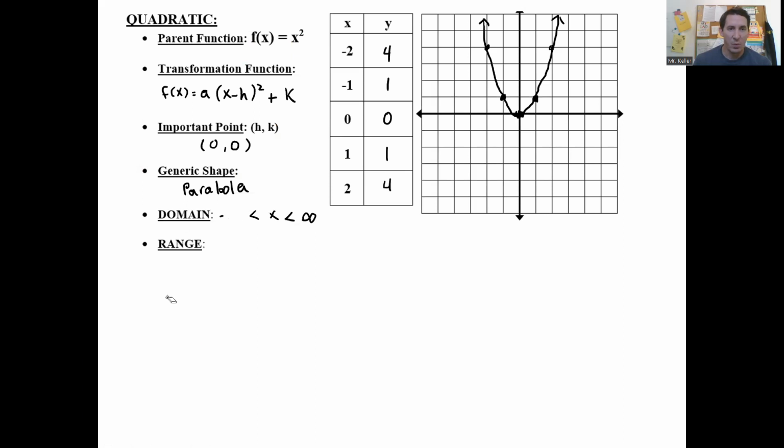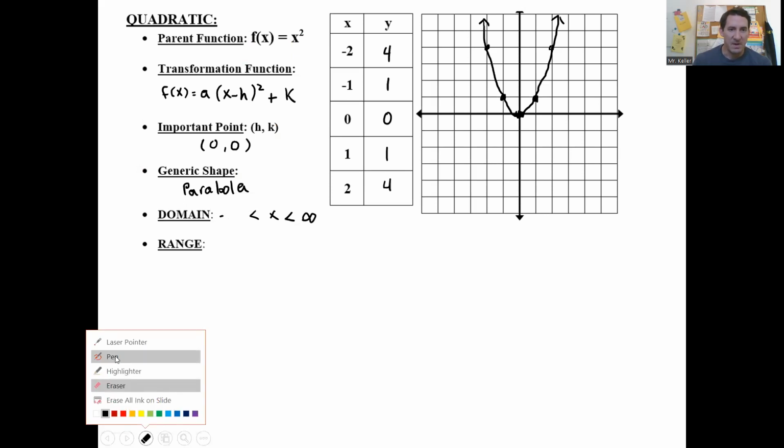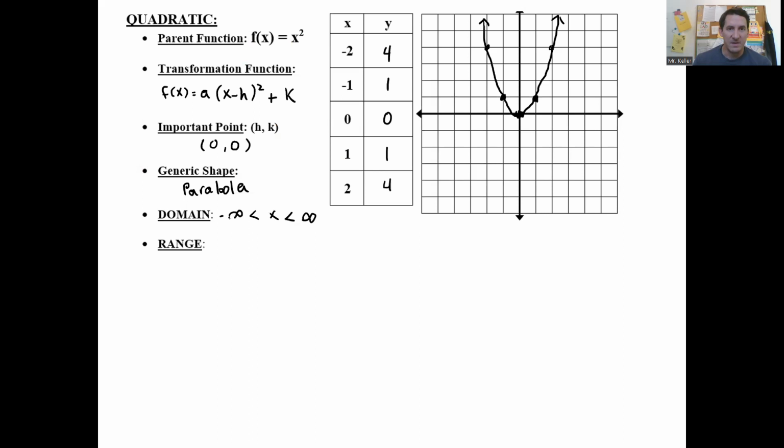Let me write that a little bit clearer. So the domain, x can be anything. If we look at the range, the y values where it's going up and down, it's not hitting any of the negatives. So y is going to be greater than or equal to 0, but it can go all the way up to positive infinity.